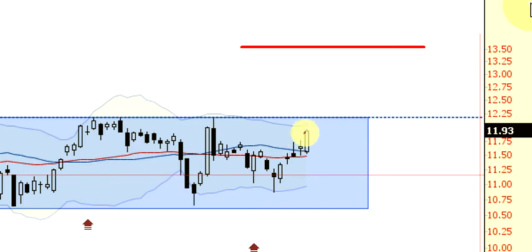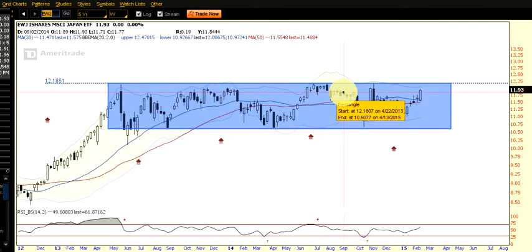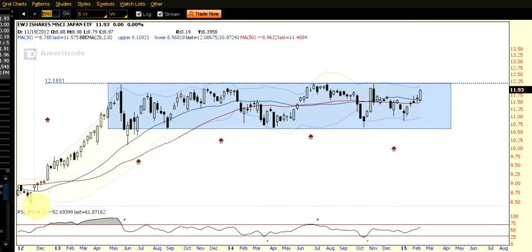Of course, it might. The other thing it could do, a lot of times what will happen is you get a breakout and then a pullback, and then it'll resume to the target. So I would kind of look for that to happen. But if Japan breaks out of this range, then the Japanese market's likely going higher.